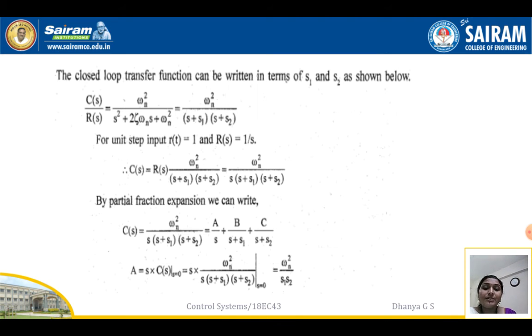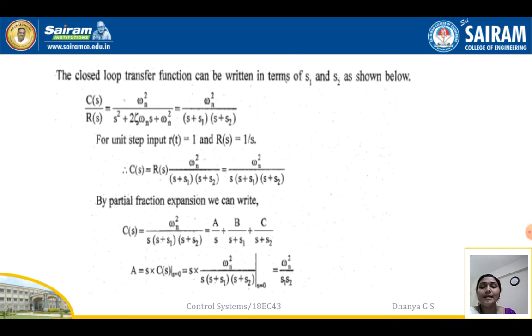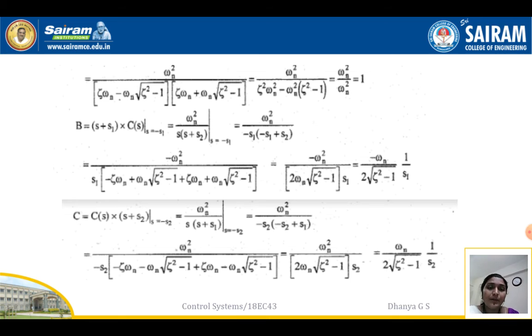So we can still simplify it because we have already taken s1 and s2 values. Substitute s1 and s2 over here, and then you are substituting it over there. You will get omega n square divided by omega n square, which will be equal to 1. Similarly, you can find b also.